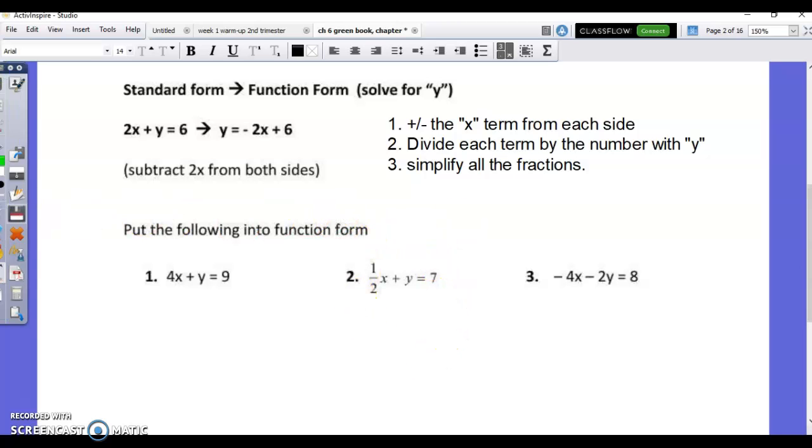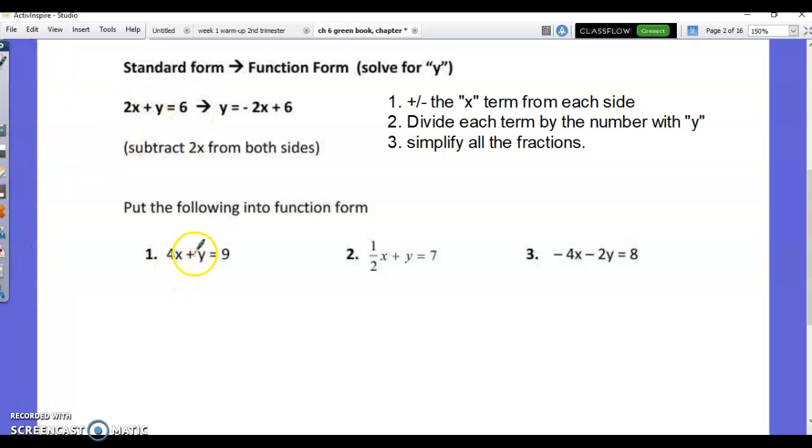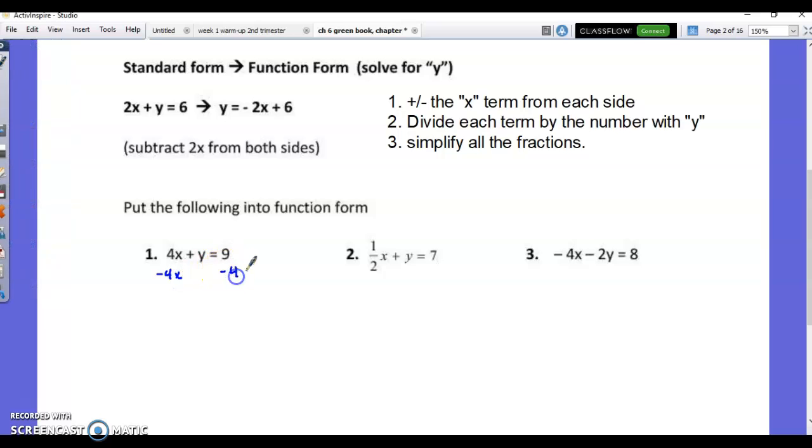So if we follow these directions, and again, standard form is where the x and the y equals a number. So 4x plus 1y equals 9. That's good. We just need to follow these steps. So add or subtract the x term. If the x term is a negative, we would add it. If it's a positive, we are going to subtract it. So here, I'm going to subtract 4x from each side.